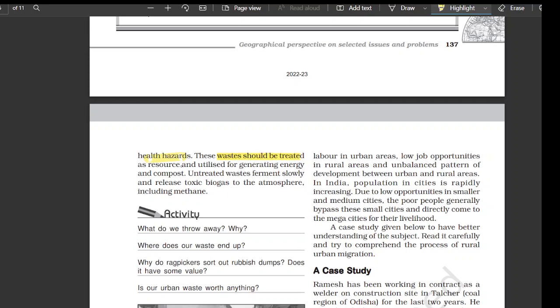These wastes should be treated as a resource and utilized for generating energy and compost. Untreated waste ferments slowly and releases toxic biogas to the atmosphere, including methane.